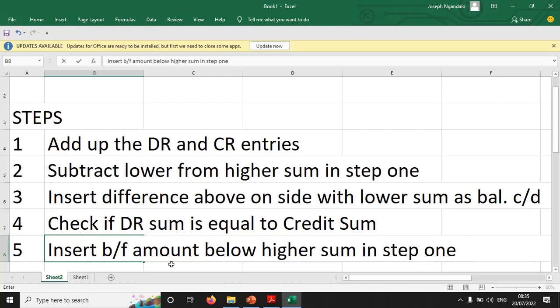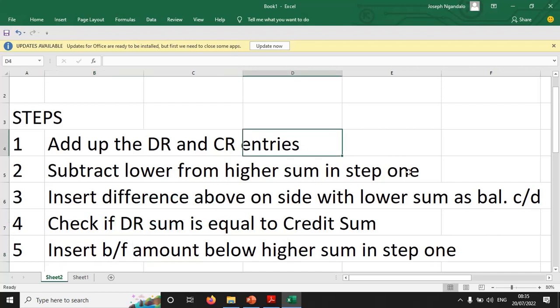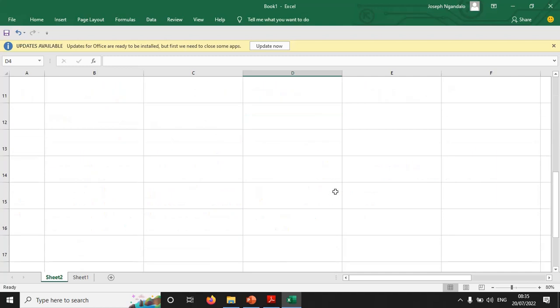Now, understand that your brought forward will always be equal to your carry down. What you close with is what you're going to open with in the following period. So those are the steps, and we can always have a practical example, isn't it?